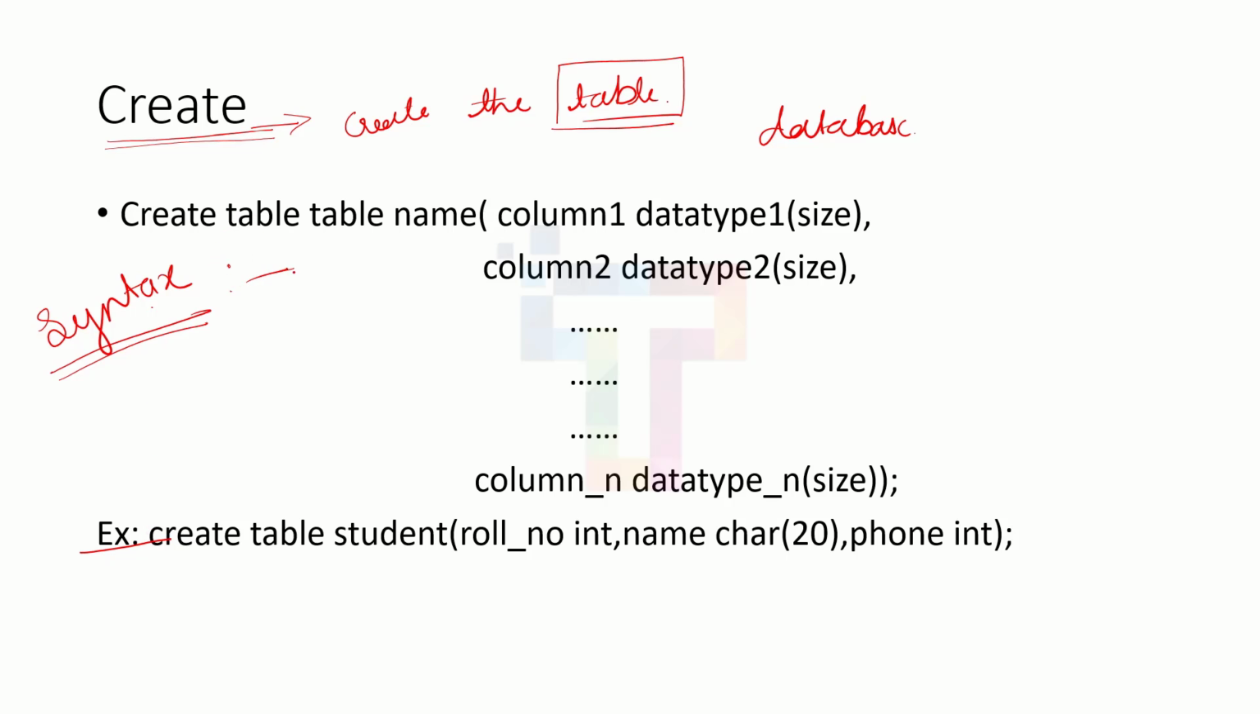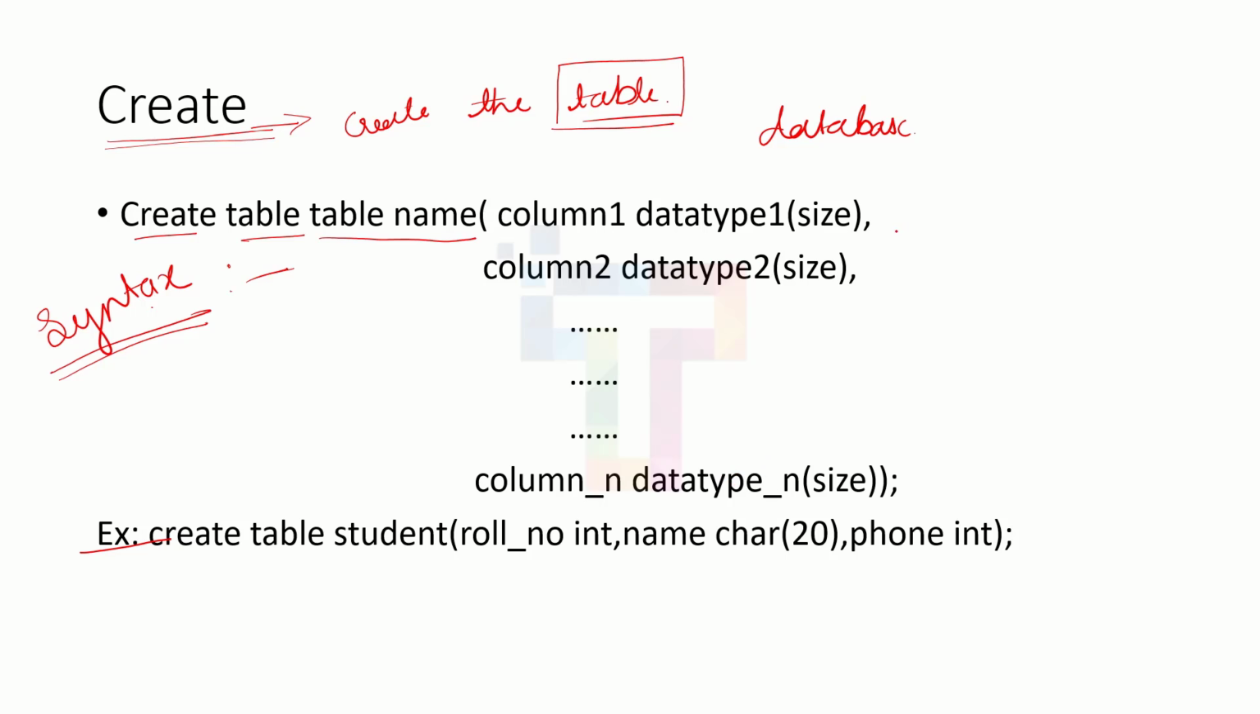So this is your syntax. Create. It's better to write everything in small letters. Create table, table name. Open parenthesis, column name 1, data type, which data type you are using for that particular column, and size. For particular data type, you need to define the size for that. Followed by the comma, next column name, next data type, then size. Like this, you can have n number of columns and n number of data types.